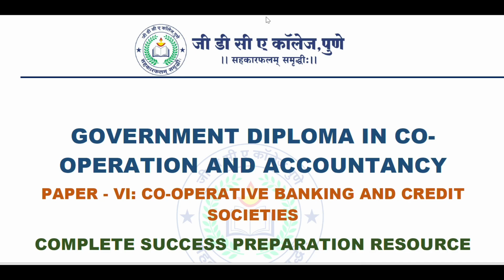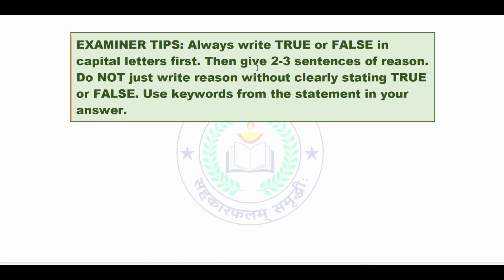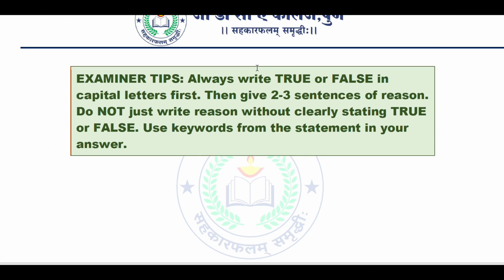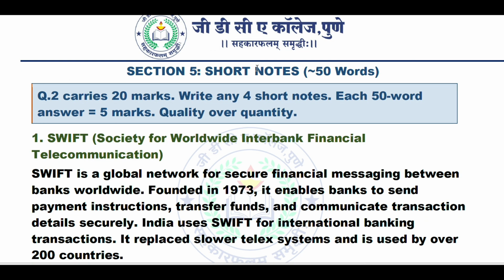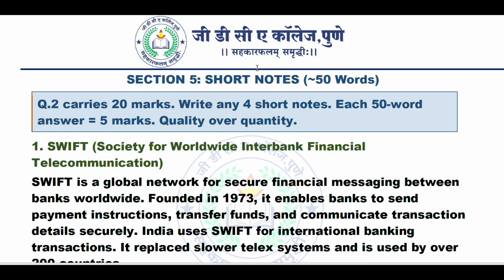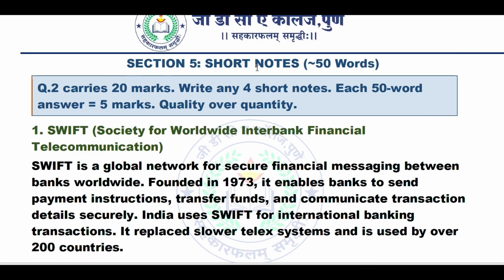GDCA paper number 6 expected questions part 2. We have seen part 1 already. So this is part 2 of the same paper, and in this video we're going to see expected questions. We have seen true or false in the last video. Now we're going to see from section 5 on, all the remaining sections 5, 6, 7, 8, and other sections as well, including everything.